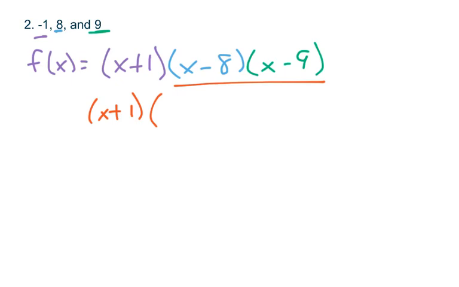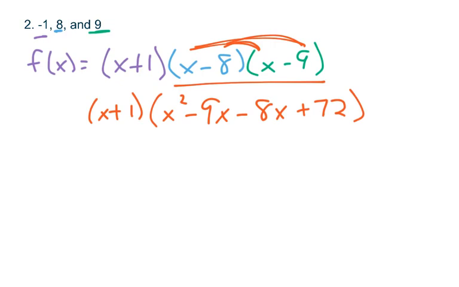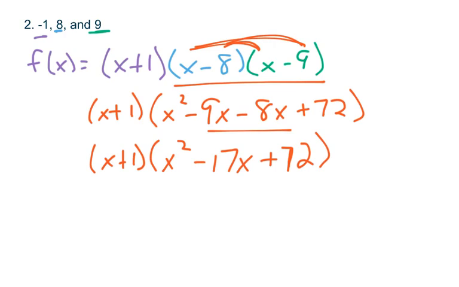Let's see, x times x is x squared. x times negative 9 is negative 9x. Negative 8 times x is negative 8x. Negative 8 times negative 9 is positive 72. Let's see, combine those two. So I'll still have x plus 1 out front. x squared minus 17x plus 72. And we're going to multiply one more time.